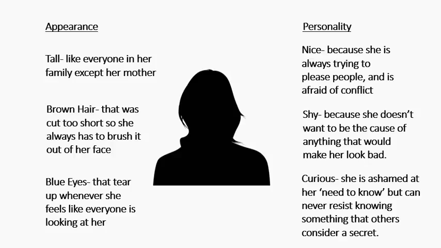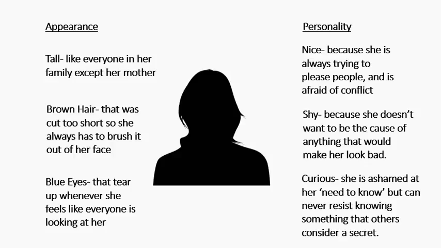If they've got brown hair, perhaps it was cut too short, so she always has to brush it out of her face. And when people talk about your story, they're going to talk about how annoyed they got with your character and that she could never leave her hair alone. Blue eyes that tear up whenever she feels like someone's looking at her. Imagine how that would work in the bank, how your character would actually respond in the bank if all of a sudden a bank robbery occurred and then she was taken as a hostage and everyone started looking at her. She'd automatically tear up. Think about what makes them distinctive.